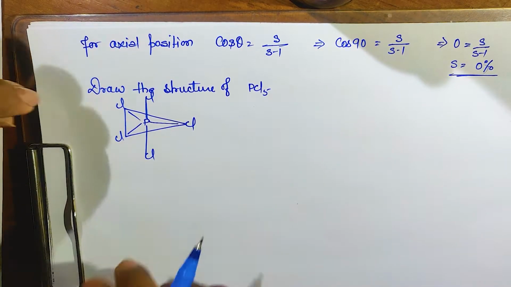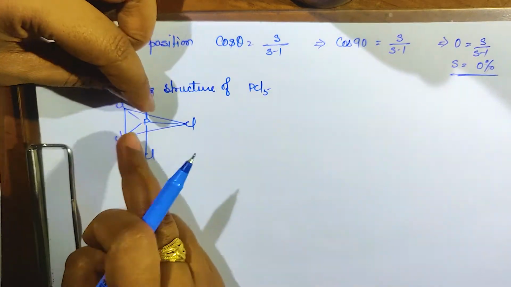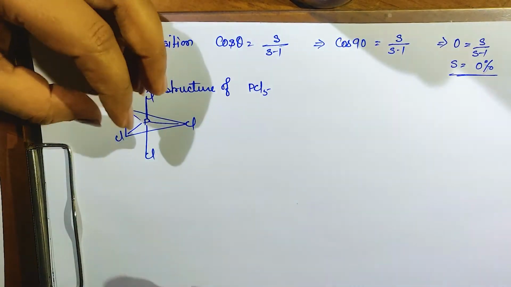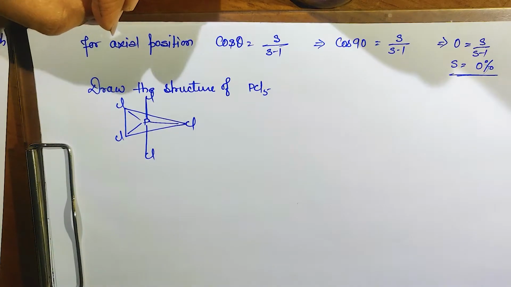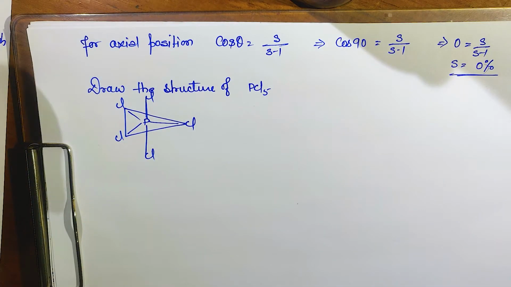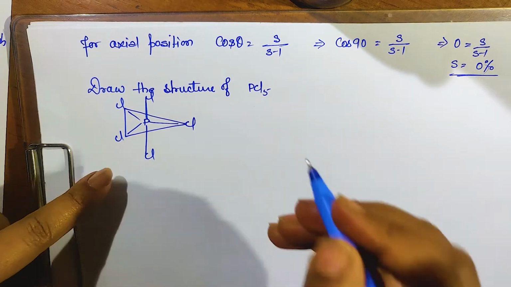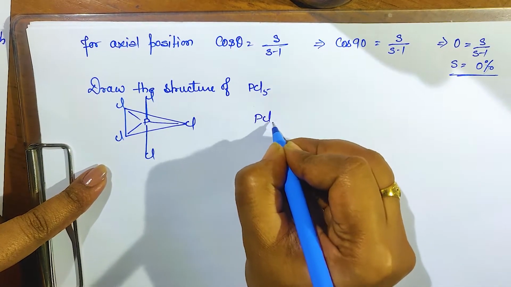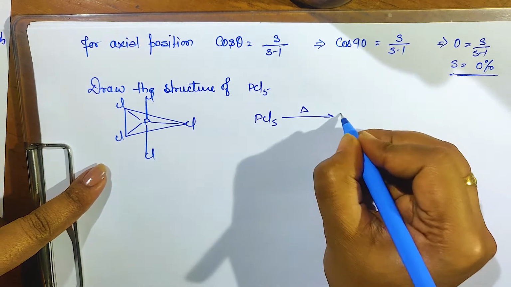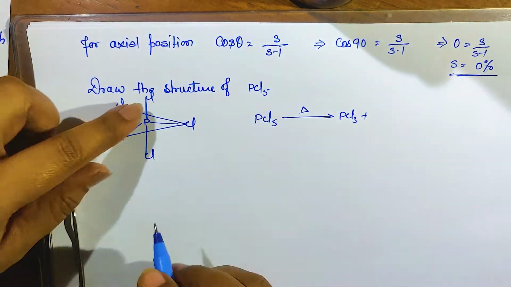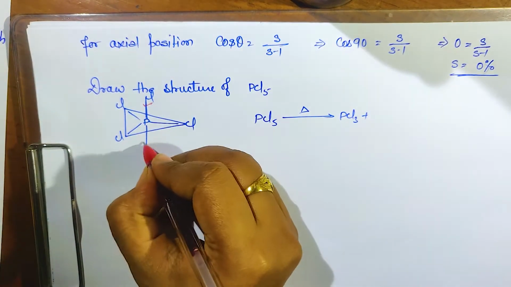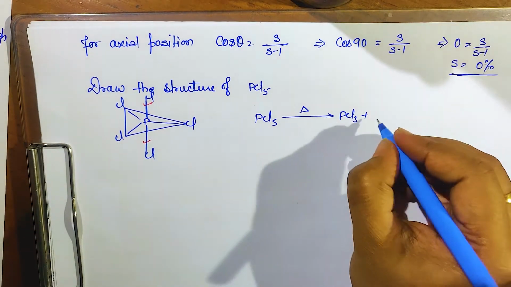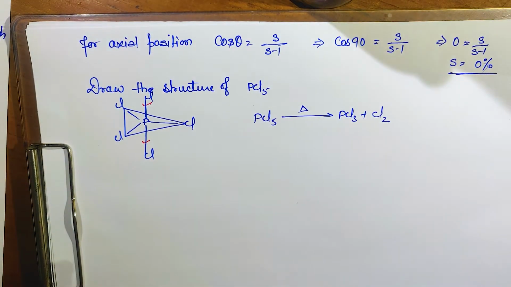Is it okay? And that's why, as I told you, on this axis the p character is more, so that means the bond is going to be long, isn't it? And if the bond length is more, the stability will be less. We know this, we have studied this. So that is the reason that when PCl5 is heated, it will give you PCl3, and these two chlorines at the axial position come out as chlorine. I hope it is clear.